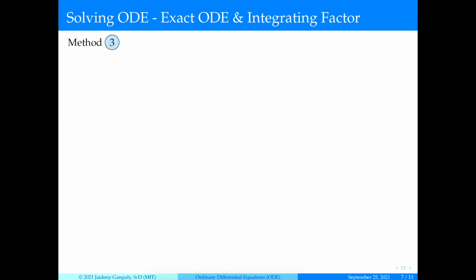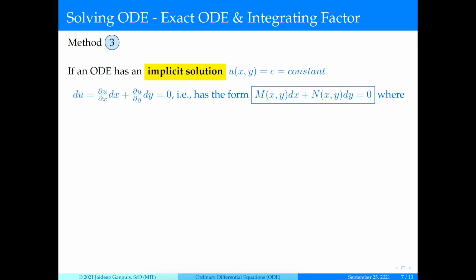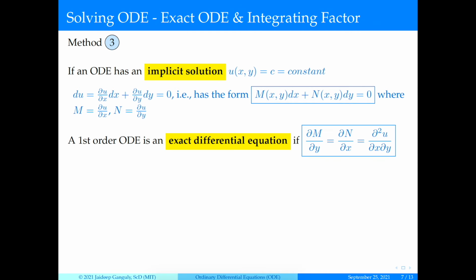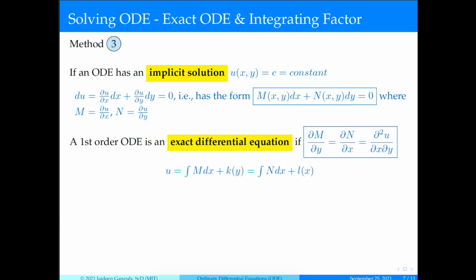In method 3, we consider the situation where an ODE has an implicit solution. For the implicit solution to exist, the conditions involving the partial derivatives must be satisfied, and if that is the case, the solution is straightforward. Here is an example.